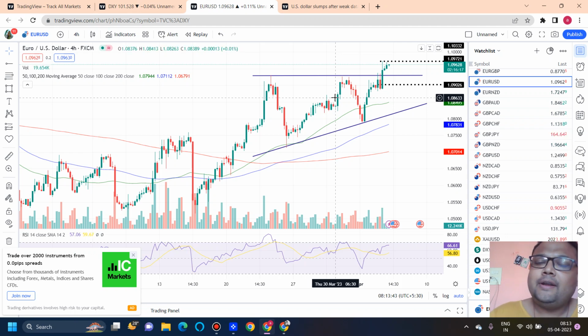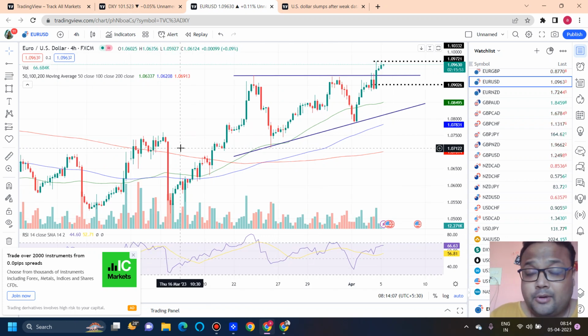1.0962. So if you already have a buy position, and hopefully you do, you can stay on the trade. No need to exit, because there is further upside possible on the chart of Euro dollar. And if you're holding a sell position, my dear friend, things will be very critical, because already many people have lost their accounts. I know that. So please try to protect your capital.